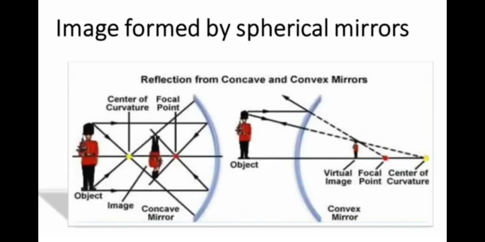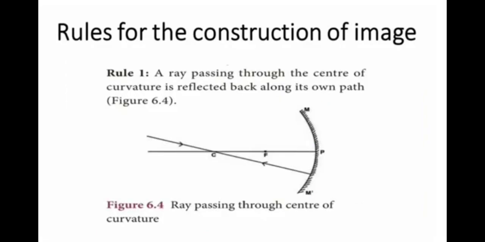Image formed by spherical mirrors. In the case of plane mirrors, we use only two rays to understand how to get the full image of a person. For understanding the nature of image formed by a spherical mirror, we need to look at four specific rules. Let's see all the four specific rules. Rules for the construction of image. To find the position and nature of the image formed by a spherical mirror, we need to know the following rules.